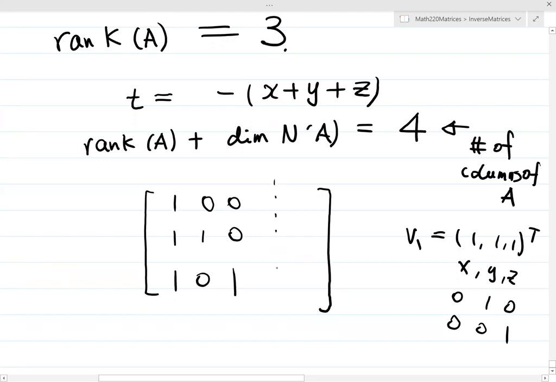Then once we find x, y, z, we solve for t. X, y, z are free. So t is negative (x plus y plus z). So actually here x plus y plus z is 2, so we multiply by negative 1 and we get negative 2. Now here we get a negative 2. So this gives us the matrix A.